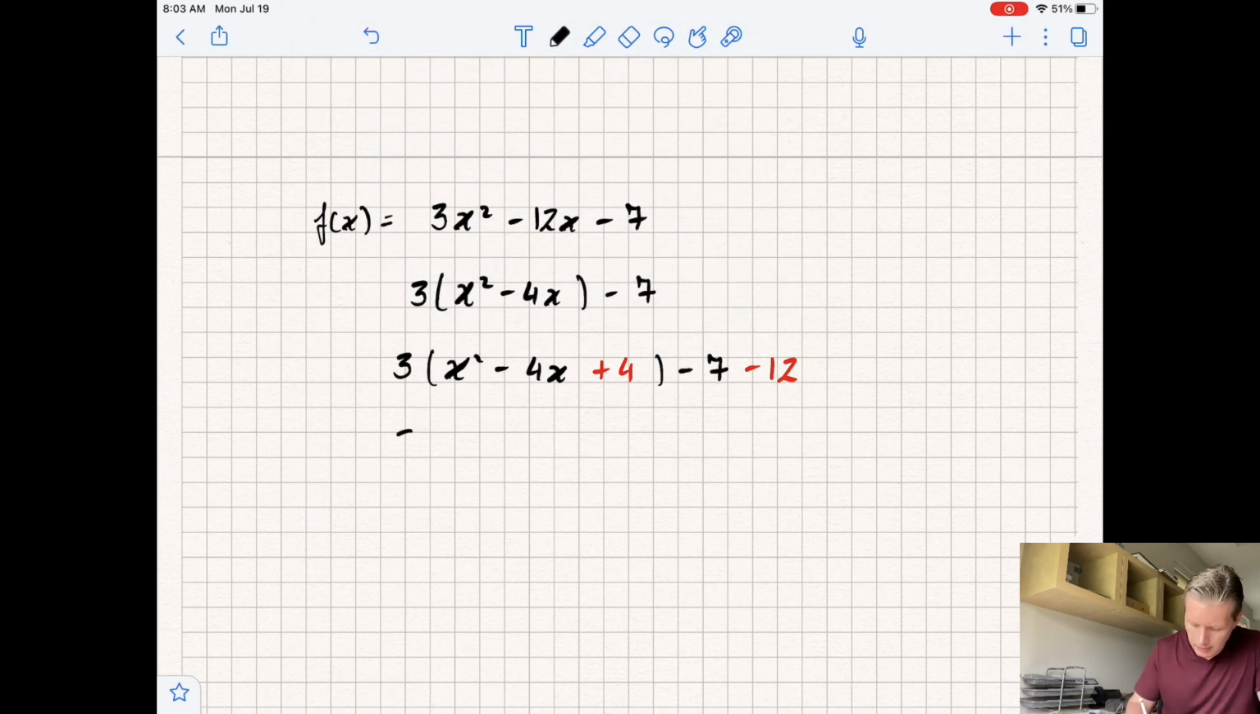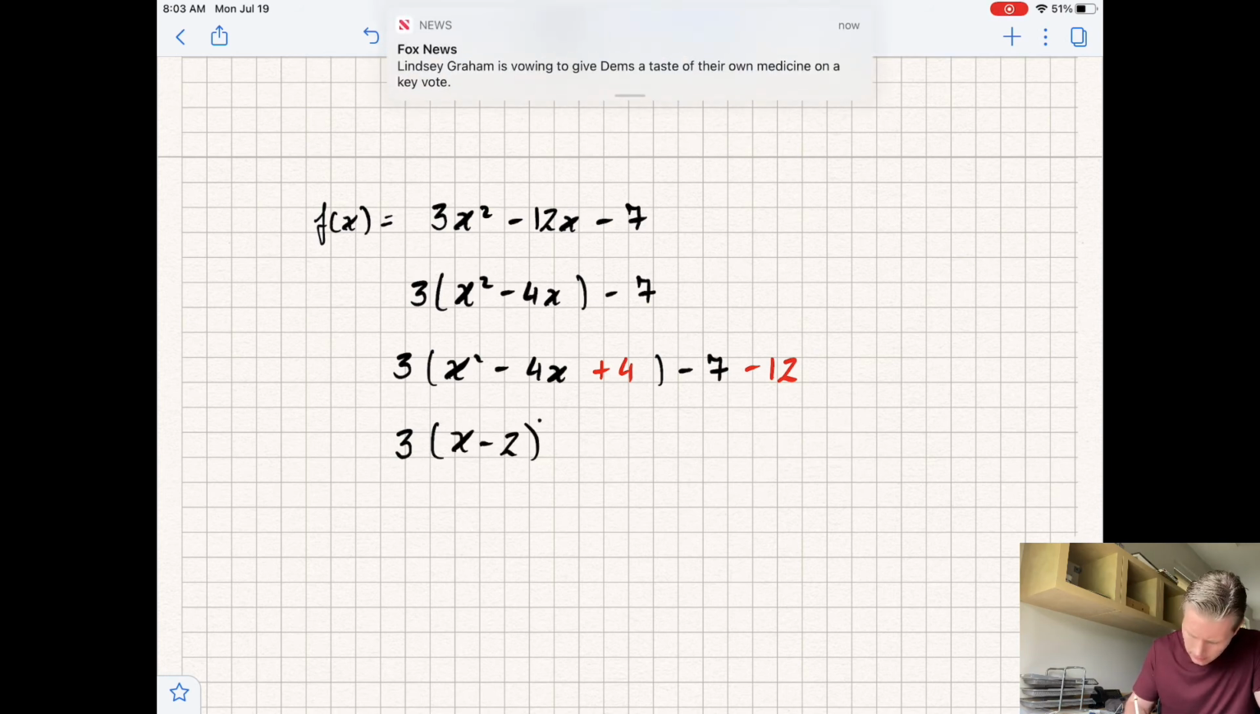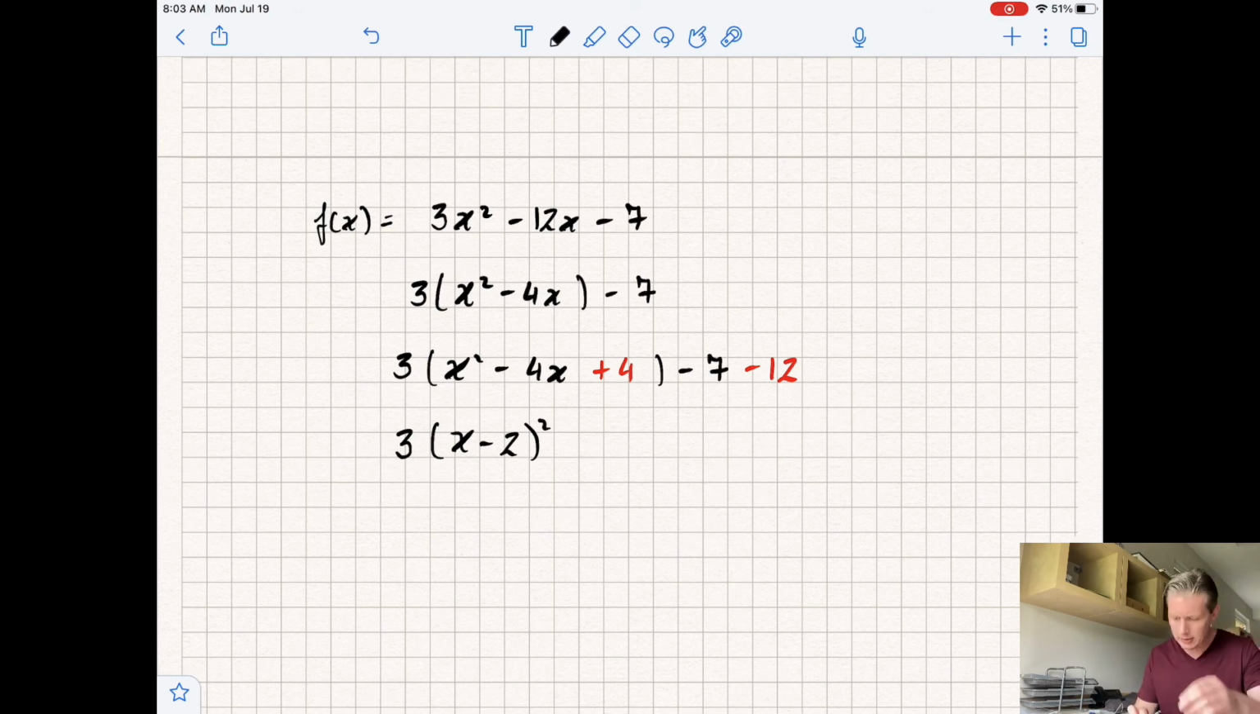So, gathering up, I have a 3 out in front. Inside my parentheses, I should have a perfect square trinomial. Let's see if I can identify what that is: x squared minus 4x plus 4. I think that's going to be x minus 2 squared. Then minus 7 minus 12, and minus 7 minus 12 is minus 19. So I have 3 times x minus 2 all squared minus 19, if I am correct, and I think that I am.